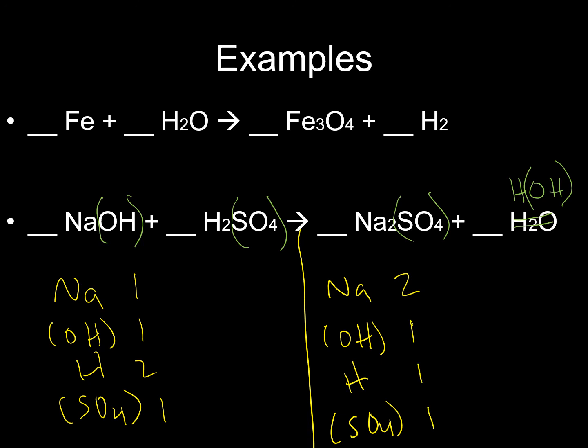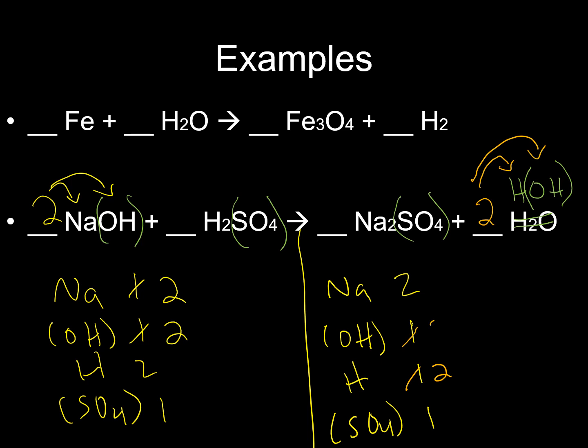So the first thing I'm going to do is try to balance out those sodiums. So that puts that 2 there. That makes my sodium into a 2, and it makes my hydroxide into a 2. Then I'm going to go over to the other side, and I'm going to try to balance out my hydroxides now. So I put the 2 there. That makes the hydrogen into a 2, and it makes the hydroxide into a 2. And now everything is balanced, and I can put 1s in the remaining slots.